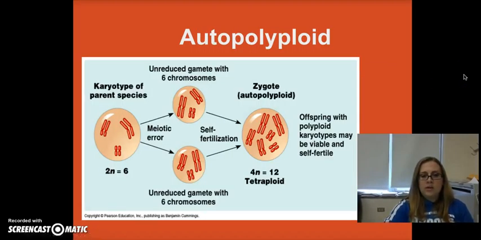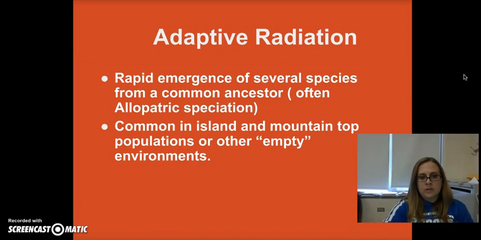So you can see the autopolyploid is much faster, much simpler. The allopolyploid becomes a little bit more complicated.